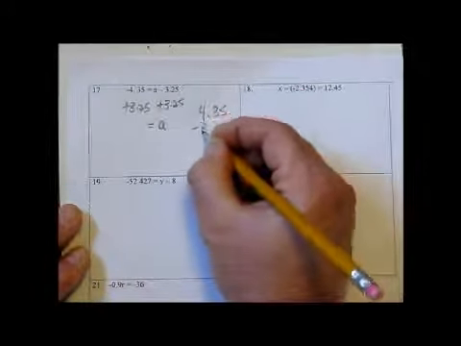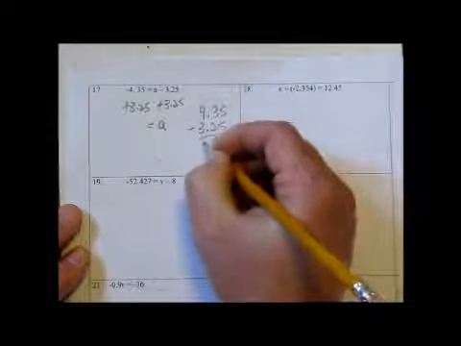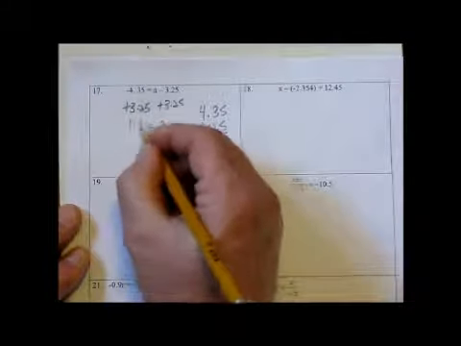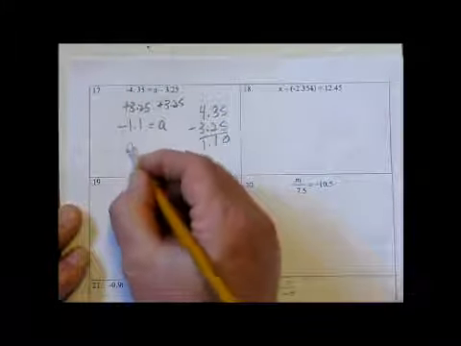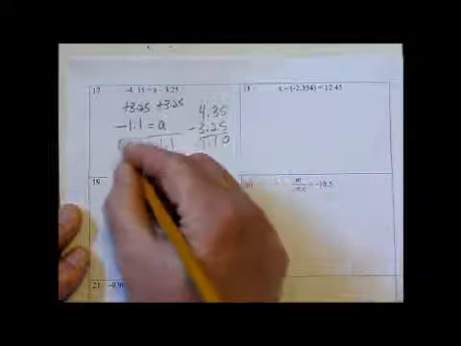So 4.35 minus 3.25, I get 0, 1, 1. I get 1.1. And it's a negative because this has a greater absolute value. I usually put the a on the left side, and so a is equal to negative 1.1.